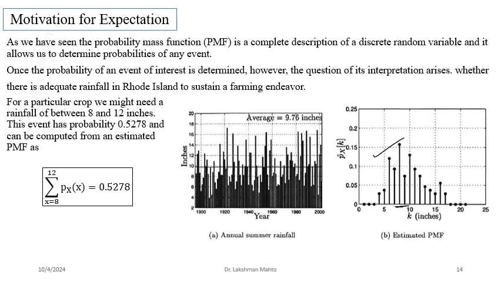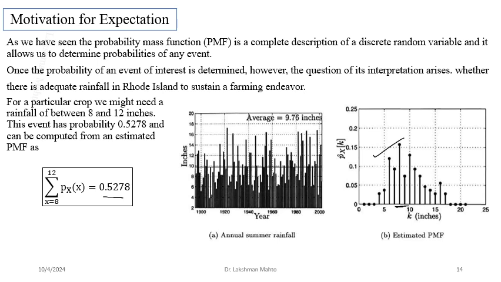You compute this by summing the probabilities: the probability that X equals 8, plus X equals 9, plus 10, and so on. By summing, you compute the probability that rainfall is between 8 and 12 inches. It is just 0.5278.